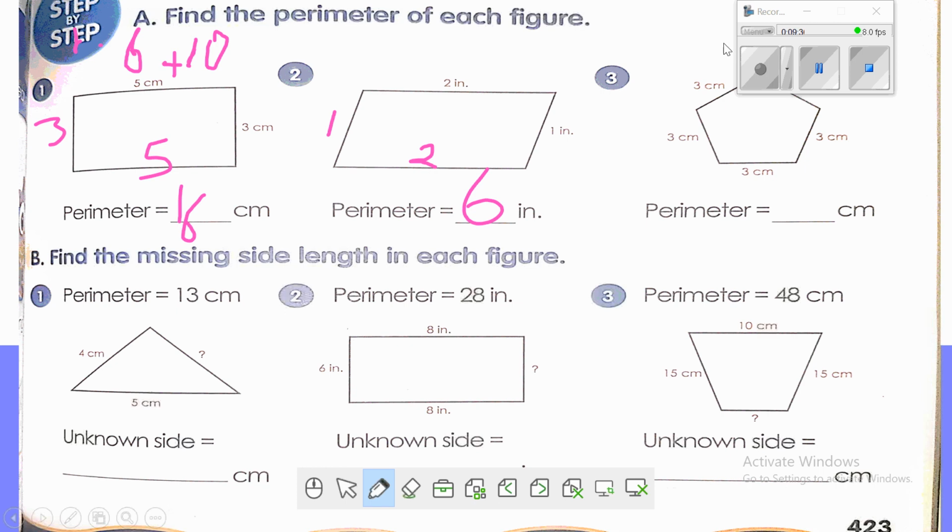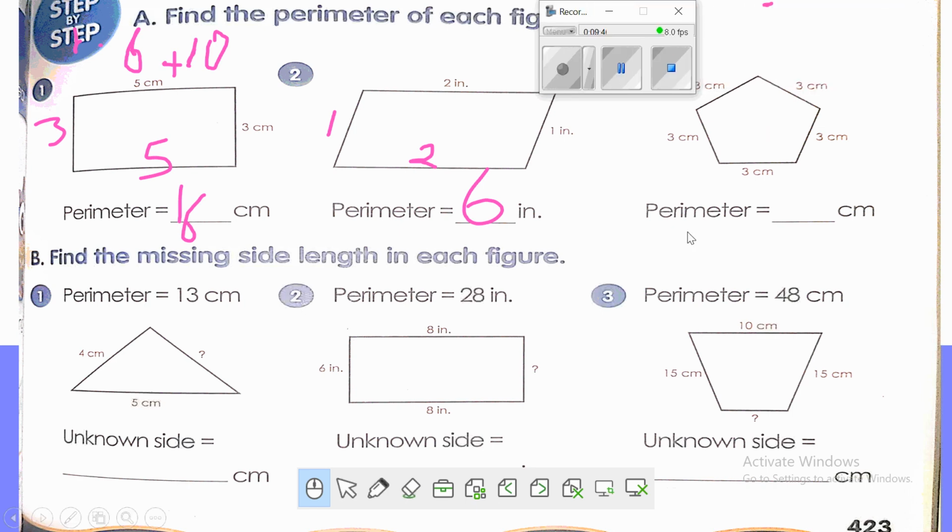Here I have a pentagon. Sorry for my picture. I have all the sides the same, so I have to count the sides. I have 1, 2, 3, 4, 5. 5 times 3, instead of writing 3 five times, so 5 times 3, the answer is 15 centimeters.